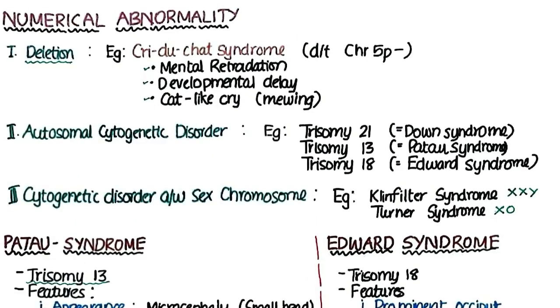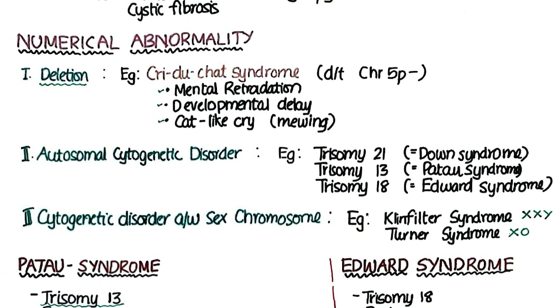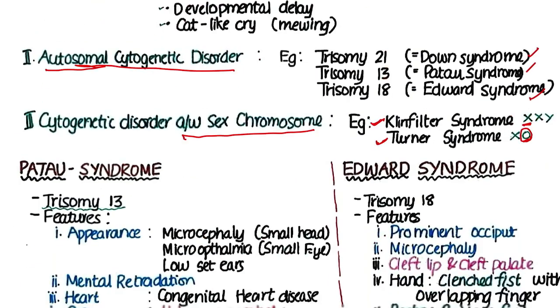Now numerical abnormality: deletion, trisomy of autosomes, and deletion or trisomy of sex chromosomes can be there. First of all, deletion. If there is deletion of chromosome 5p, there will be Cri-du-chat syndrome. Autosomal cytogenetic disorder: if there will be trisomy 21, it will be Down. Trisomy 13 means Patau, and trisomy 18 means Edwards syndrome. Associated with sex chromosome, if there is one X chromosome extra, it will be Klinefelter. If there is one X or one Y chromosome deficient, there will be Turner syndrome.